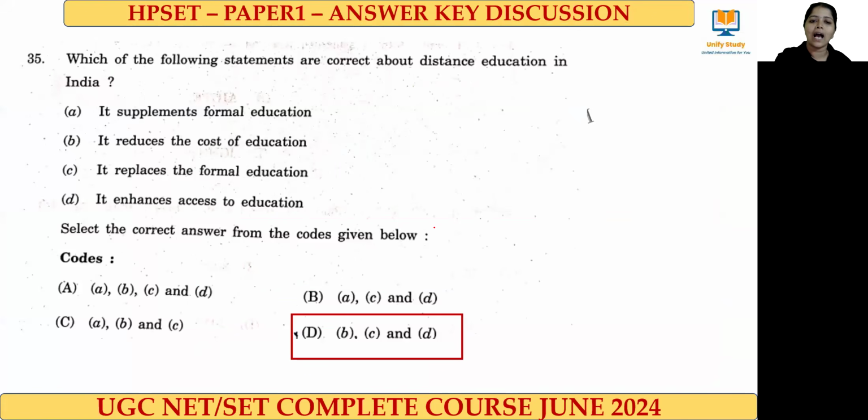Next question: which of the following statements is correct about distance education? Here, it is not supplementing formal education. It reduces the cost of education, replaces formal education, and enhances access to education. I think, learners, these answers are beneficial to you. Please kindly stay back and put your scores, and we are going with your next question.